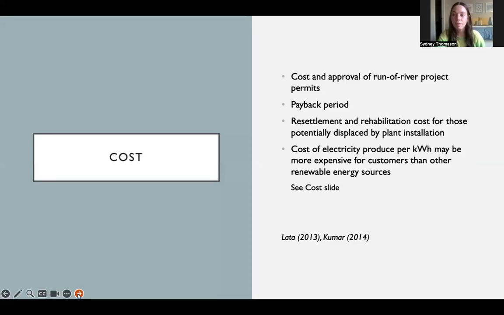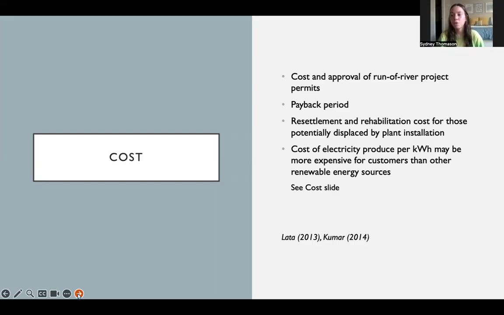The cost disadvantages. Run-of-river projects and plants require initial studies and surveys as well as permits, which can be a little bit bigger costs on top of the already installation costs. Since run-of-river plants do not generate as much energy as traditional energy sources, there is a larger payback period for the plant in response to what is generated.